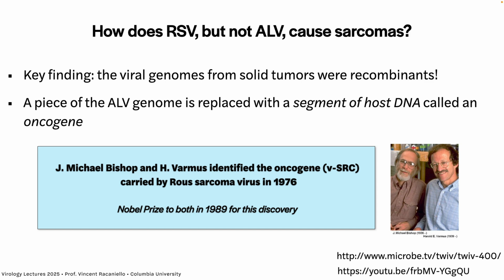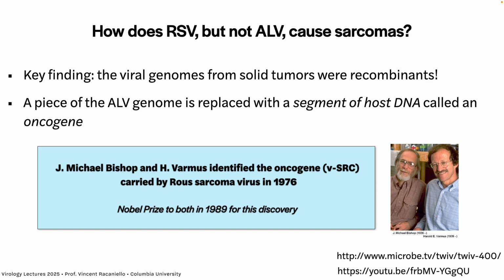So Mike Bishop and Harold Varmus at UCSF began to study this question. Why does RSV cause sarcomas but not ALV? They compared the genomes of the two viruses, and they found that, in fact, the genomes from solid tumors like Rous sarcoma virus are recombinants. A piece of the viral genome is replaced with a piece of host DNA.